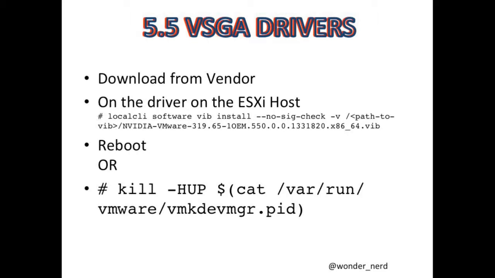5.5 is really similar, a little bit different. You'll see that we have the local CLI software VIB as opposed to the ESXCLI command that we were using before. Again, we need to reboot. And if we don't want to reboot, we can kill the VMK dev manager, and that'll take care of restarting it as well. Either way is up to you, but both are listed here so that you know where to go and find that.